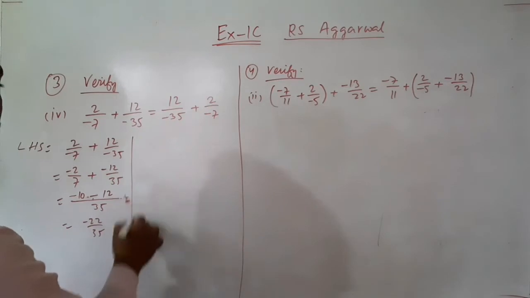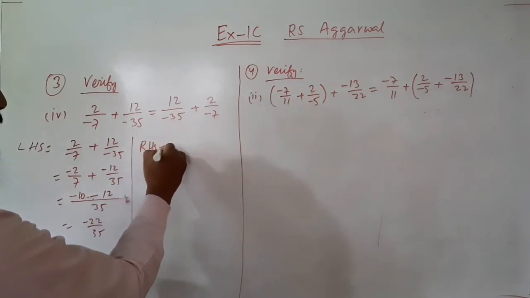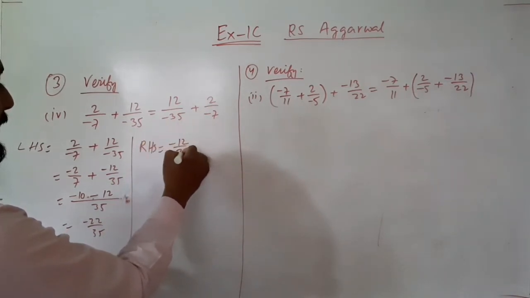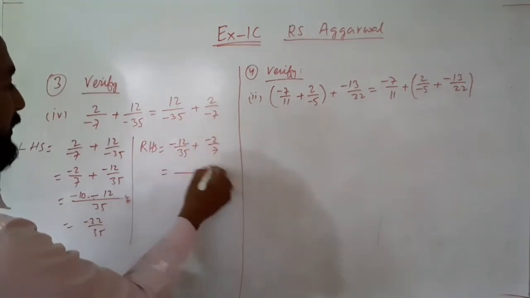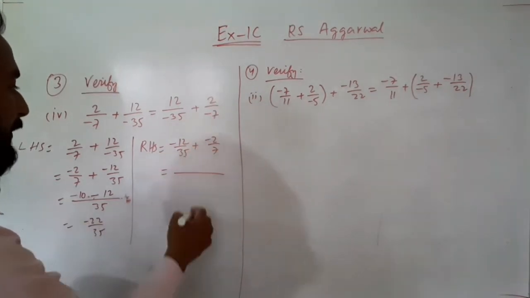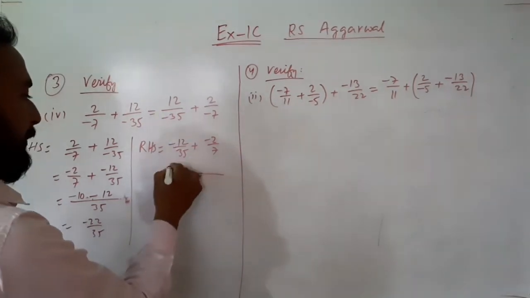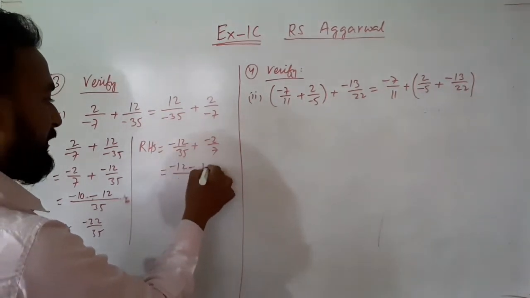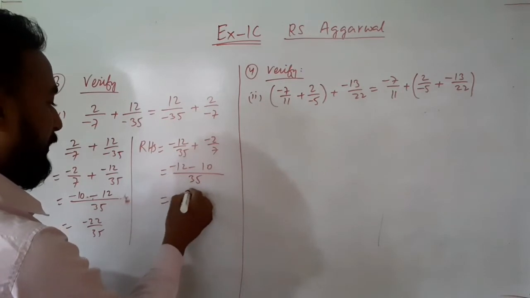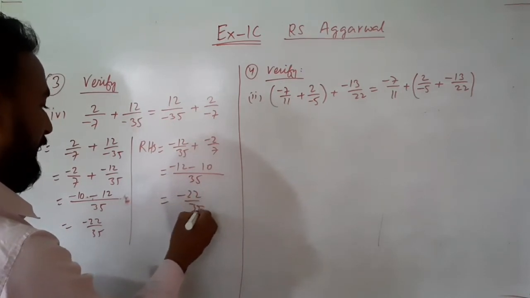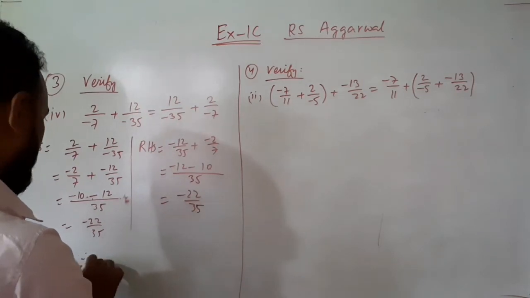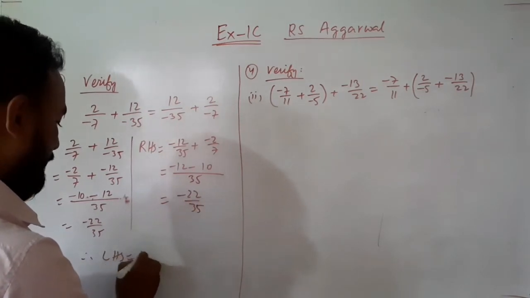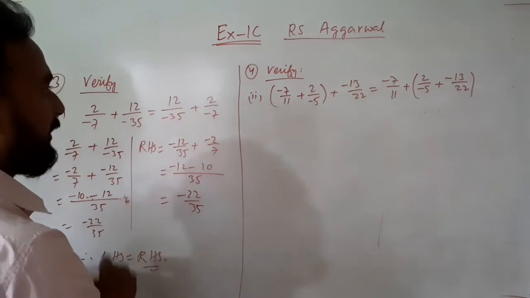So now solve the RHS. Again take minus 12 by 35 and plus minus 2 by 7. Again 35, the LCM of 35 and 7 is 35, and minus 12 and minus 10. So here you also have minus 22 by 35. So see, LHS and RHS are both the same. That means hence LHS is equal to RHS. So hence it is verified.